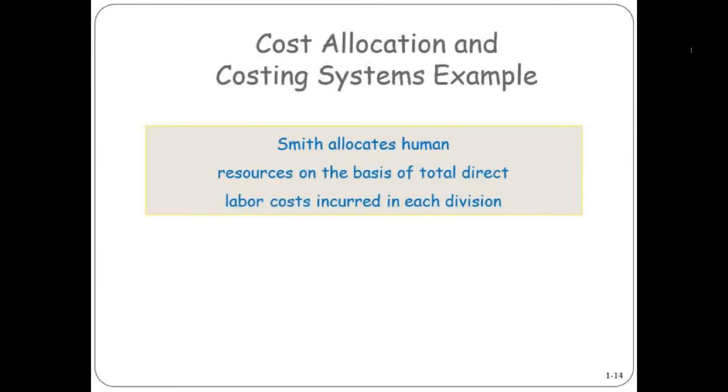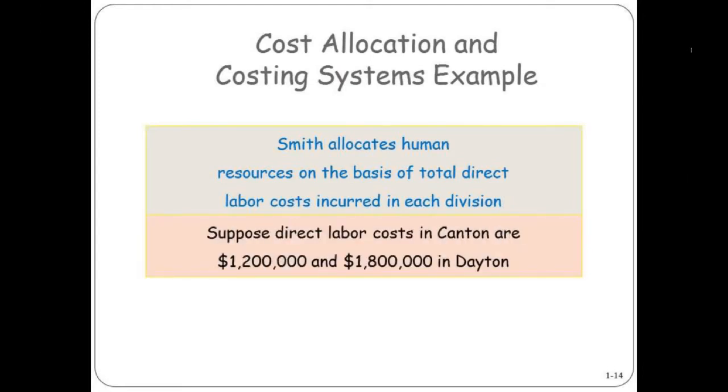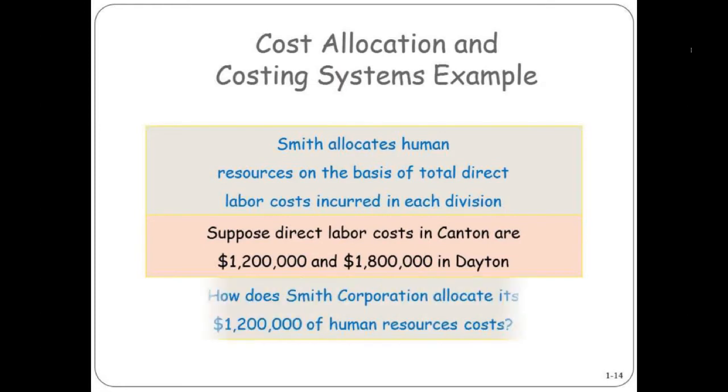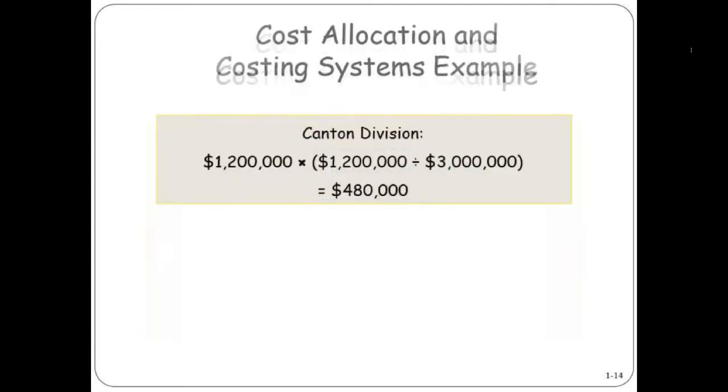HR is quite often allocated based upon your head count in the divisions, or direct labor costs. So our direct labor costs are 1.2 and 1.8. So how do you allocate the $1.2 million of HR? I think this is 40% and 60%. Somebody can correct me if my mental math is wrong.